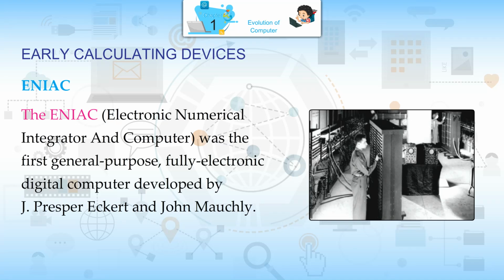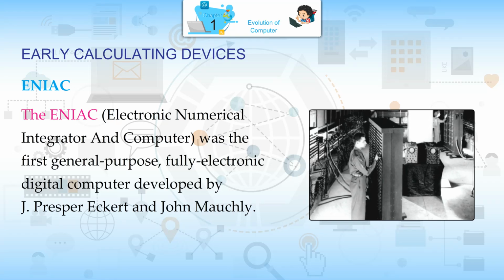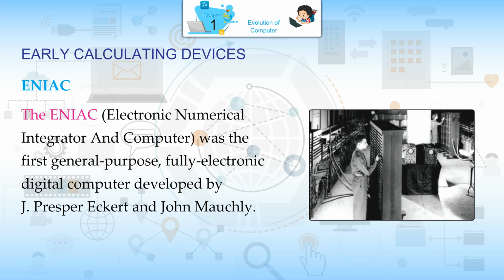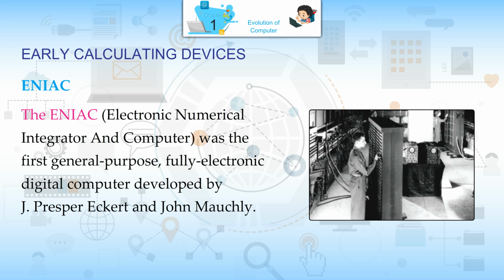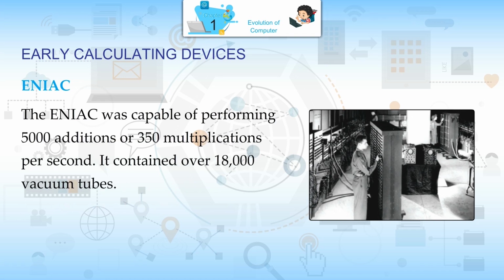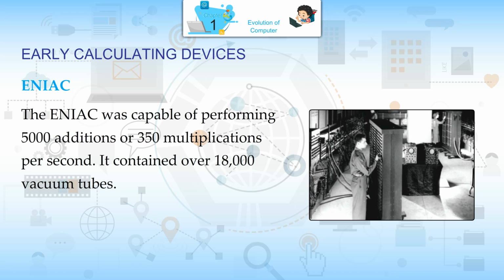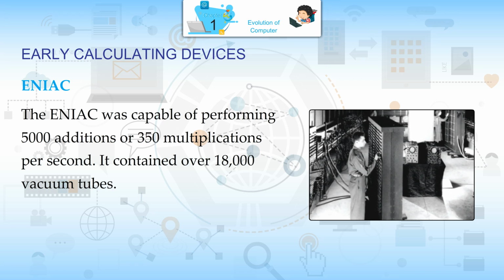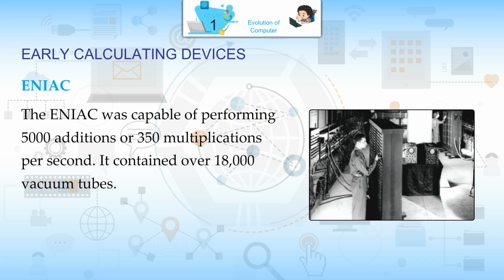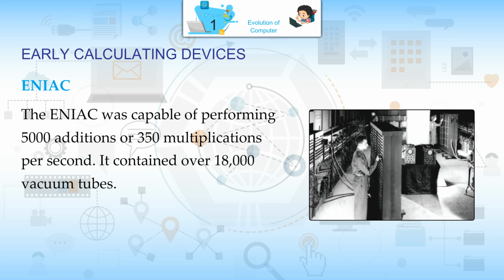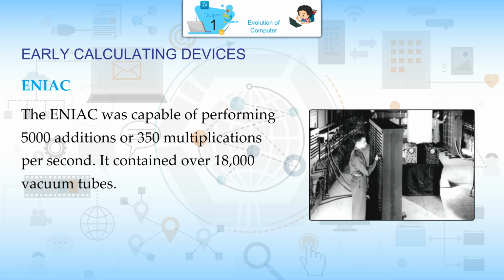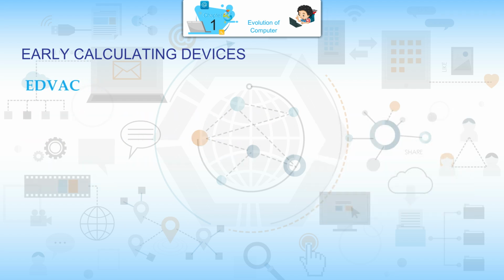ENIAC. The ENIAC, Electronic Numerical Integrator and Computer, was the first general-purpose, fully electronic digital computer developed by J. Presper Eckert and John Mauchly. The ENIAC was capable of performing 5,000 additions or 350 multiplications per second. It contained over 18,000 vacuum tubes.